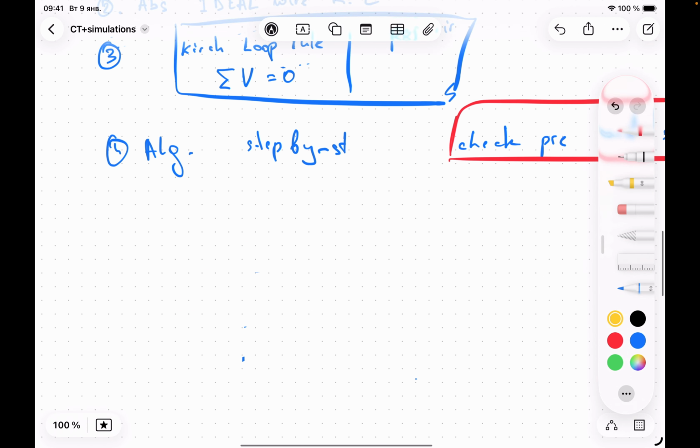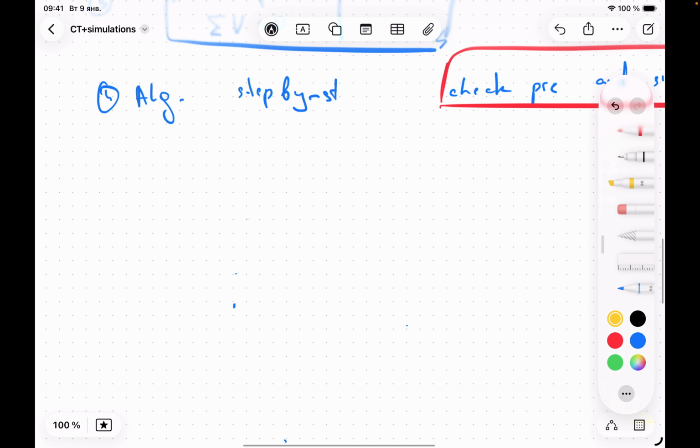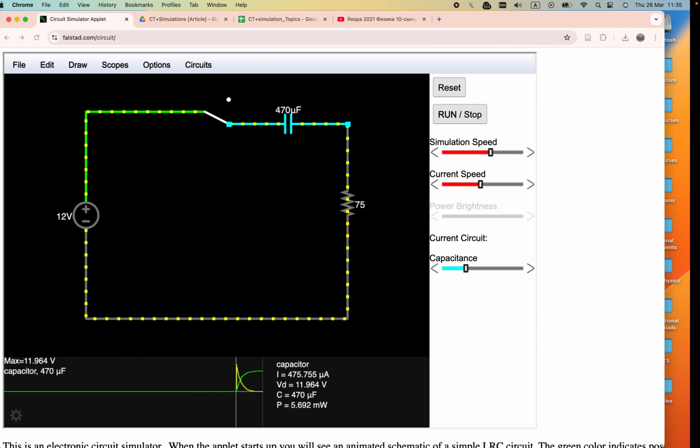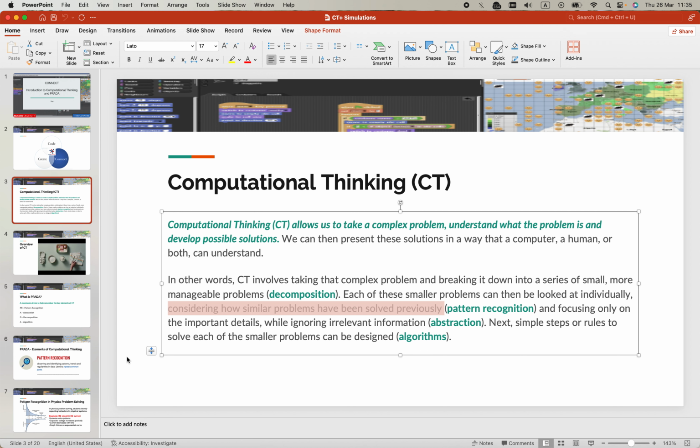So the first and most important thing here is the second definition of pattern recognition: you have to rewrite it. The main thing is the definition of pattern recognition, considering how similar problems have been solved previously.